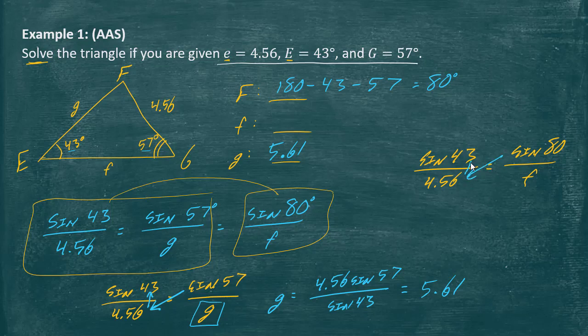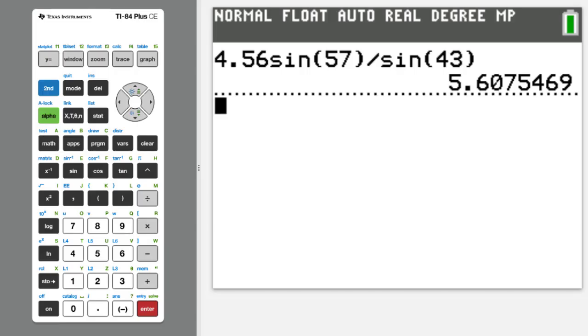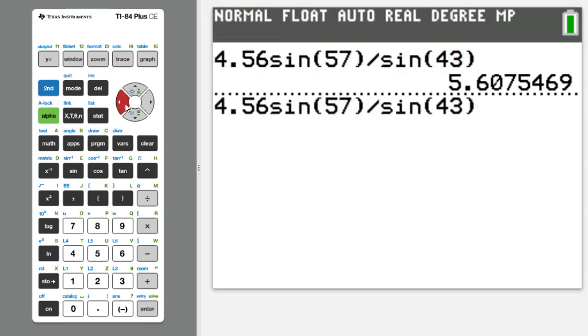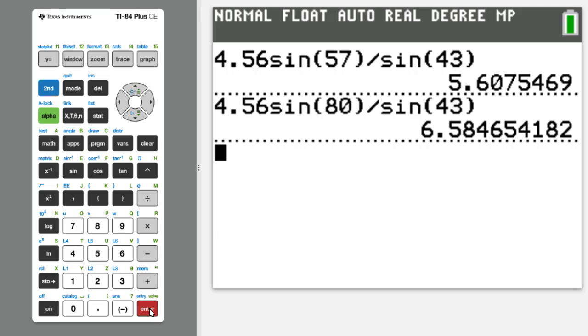Just like before, I'm going to do the same cross product and then divide. So for this one, my side F would equal the 4.56 times sine of the 80 degree angle, and then divided by the sine of 43. And let's go ahead and pop over to the calculator. Really, we could just trace the previous answer, and the only thing that's really different is instead of the 57, I'm just going to switch that 57 to an 80, just type right over the top of it, and press enter, and that gets me my last side of 6.58-ish.